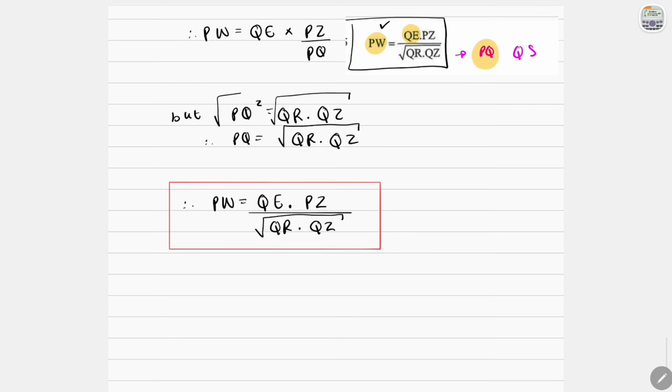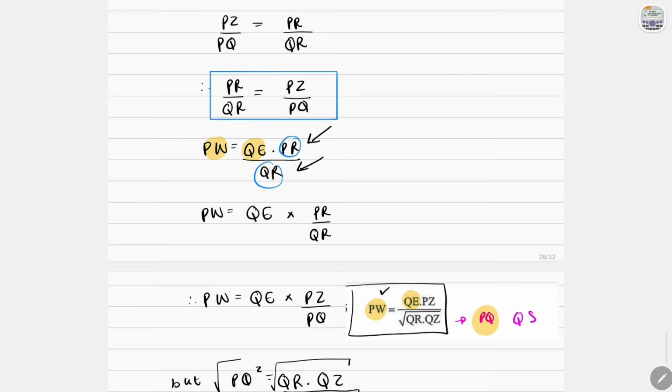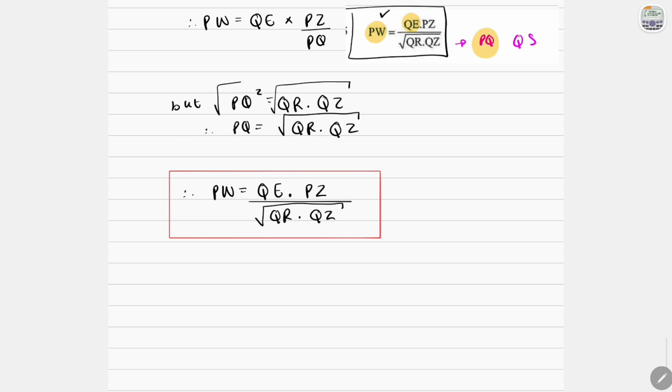Okay, so that is it for this question. And that wraps it up for the Euclidean geometry section of this paper, and really just this whole paper too.